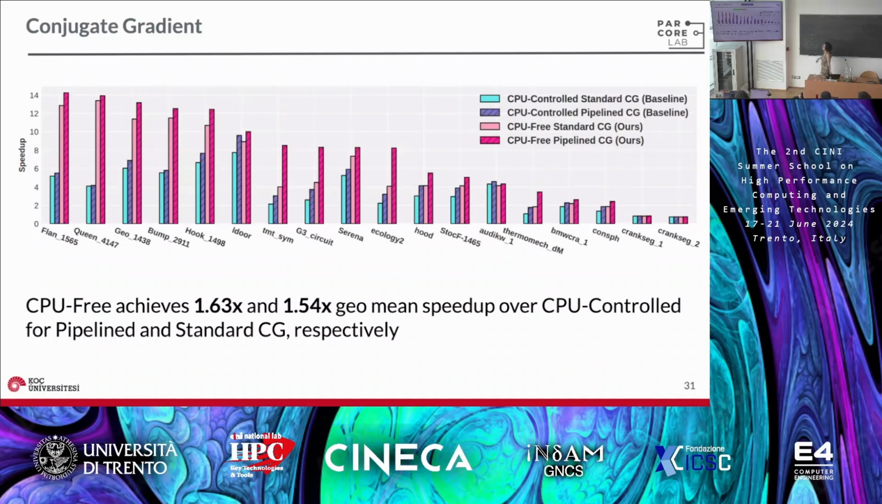So the results show pretty nice improvements. We tested 18 sparse matrices, and saw 1.6 to 1.5 times average speedup over the traditional CPU-controlled execution, for both pipelined and standard CG.